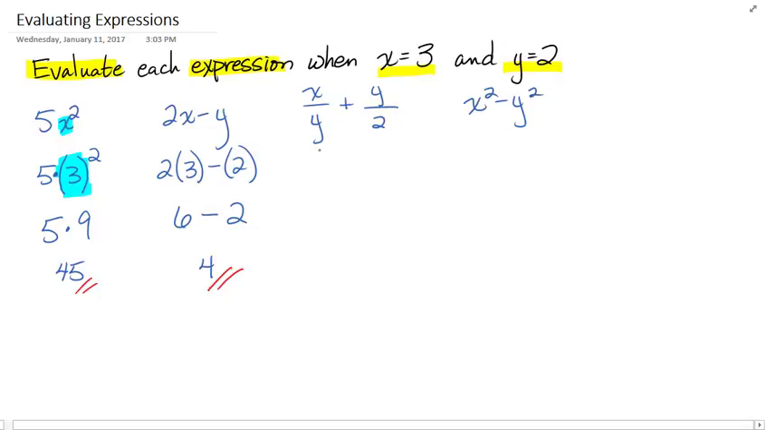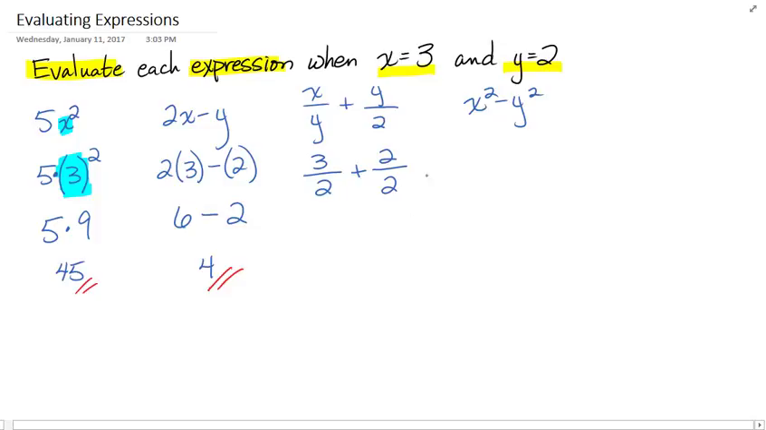In the third example, sometimes you don't need the parentheses if there's just a variable by itself. Like in this case, all of these variables are by themselves. So I can just do the 3 for the x, the 2 for the y, the 2 for the y, and the 2 right there. And I don't need the parentheses.